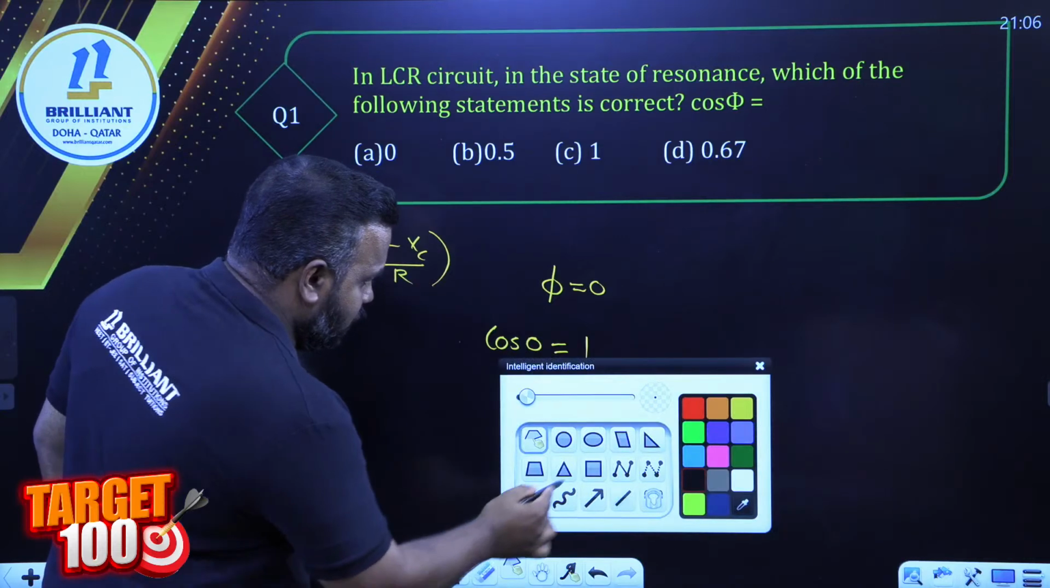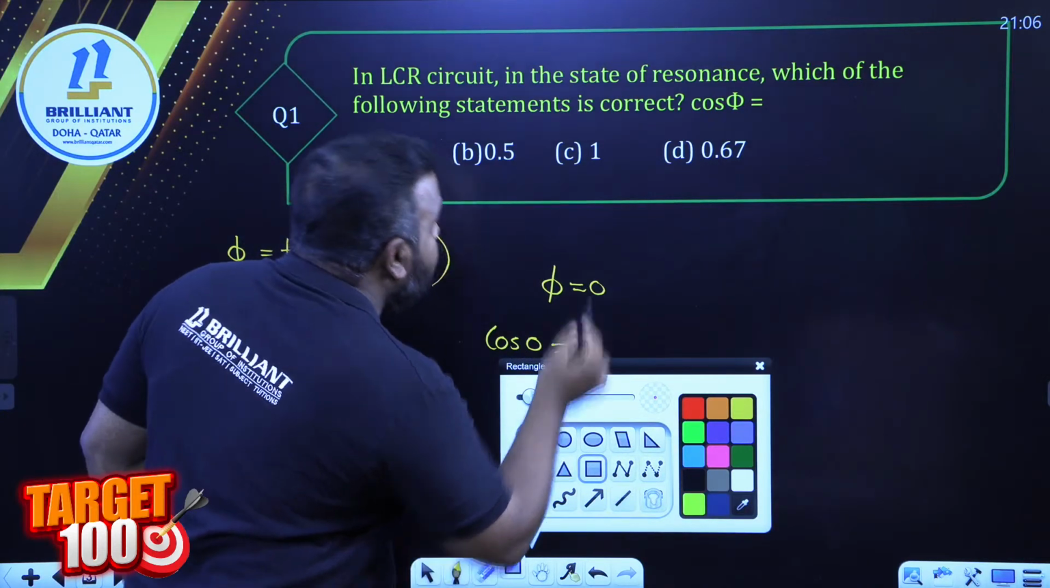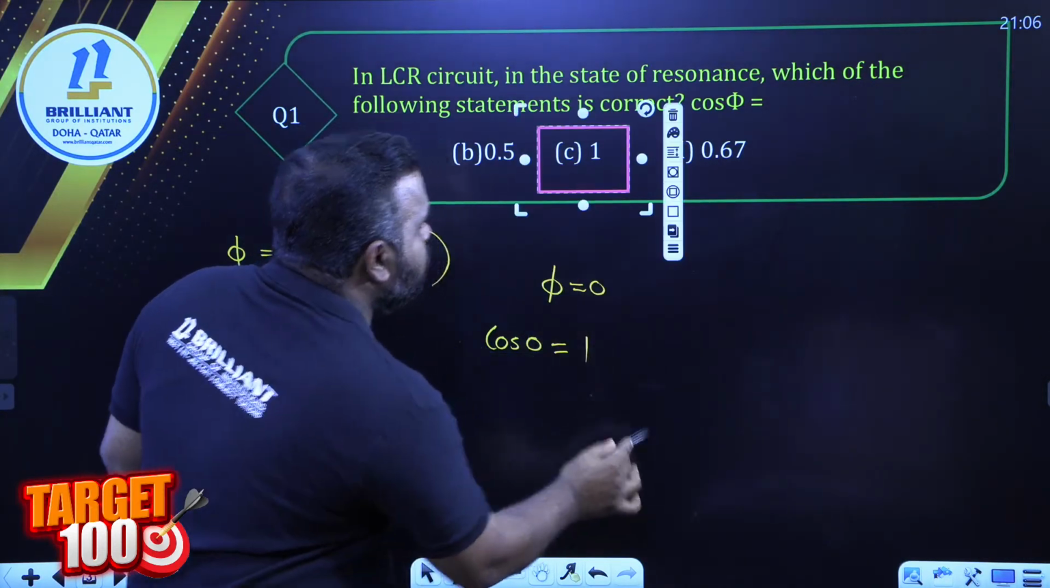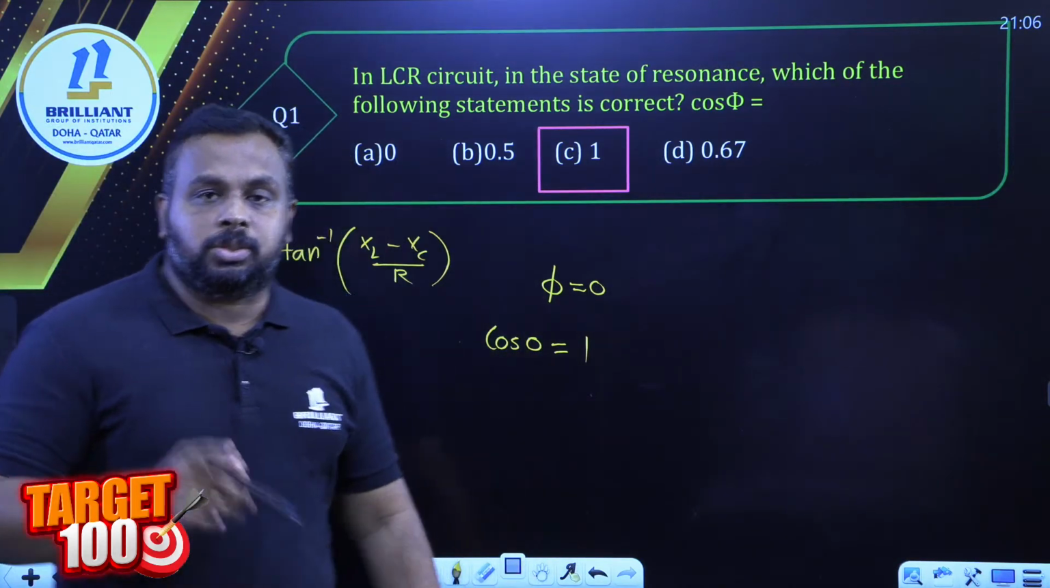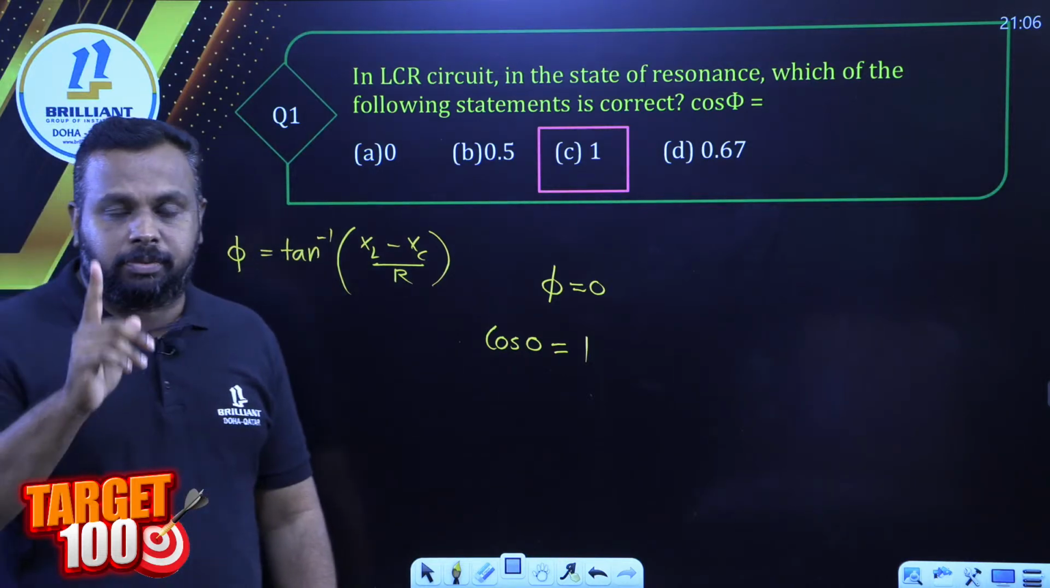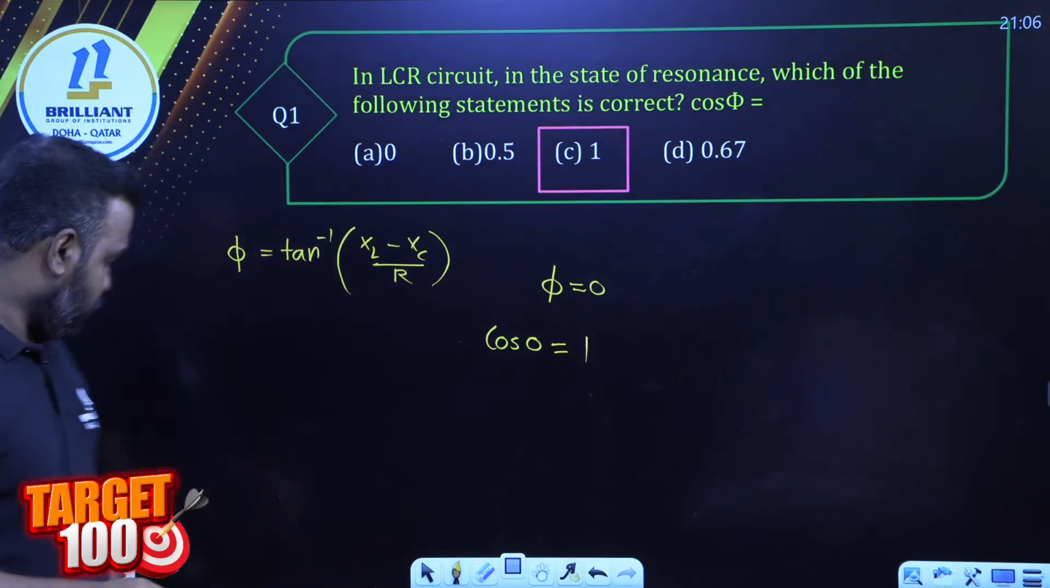I am getting the right answer from many students. Very good. Keep on doing it. So the answer for the question is 1. All right, I'm going to the next question. Again, please note that resonance is a very important point in the series LCR circuit.